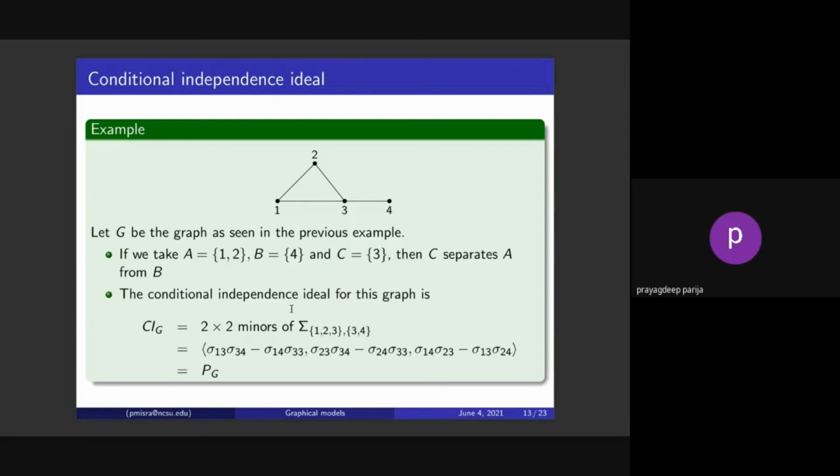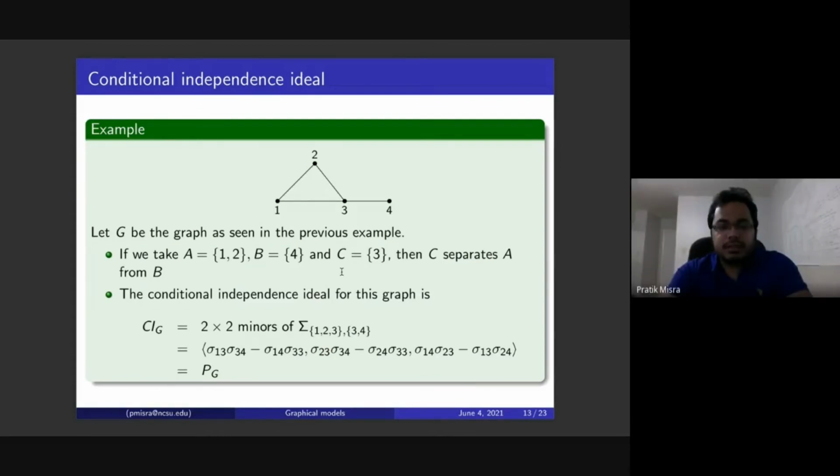Wait, sorry, why can't C be 2, 3? It will also separate 1 and 4. That's true, but we consider the minimal separating set. The way the conditional independence is defined, that's basically a rank constraint that we're obtaining. So if we take 2 comma 3, that is also fine, but the generators that we get from there are contained in the generators that we get when we take C as 3.